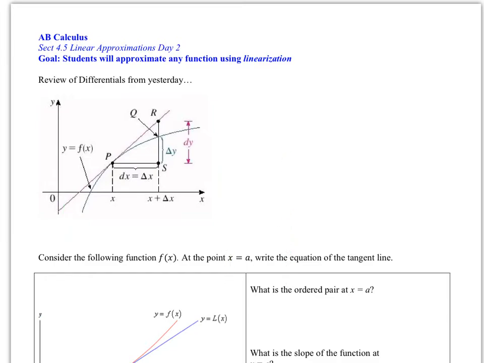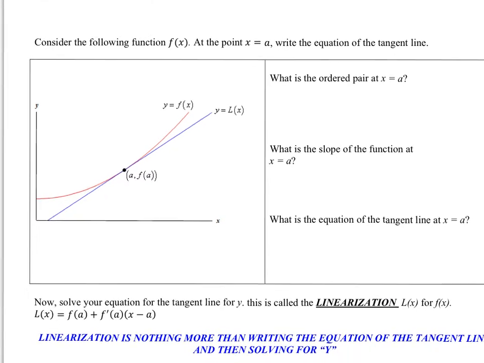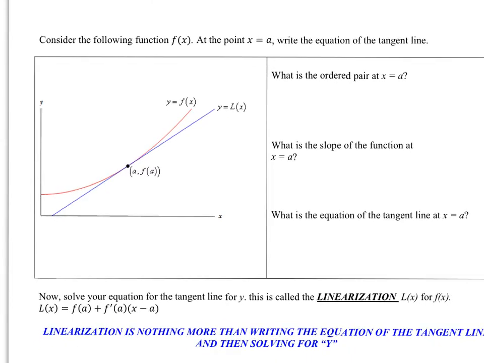Consider the function here, right? What is the ordered pair at x equals a? Well, we know that that ordered pair is a comma f of a. What is the slope of the function at x equals a? Well, that'd be f prime of a.